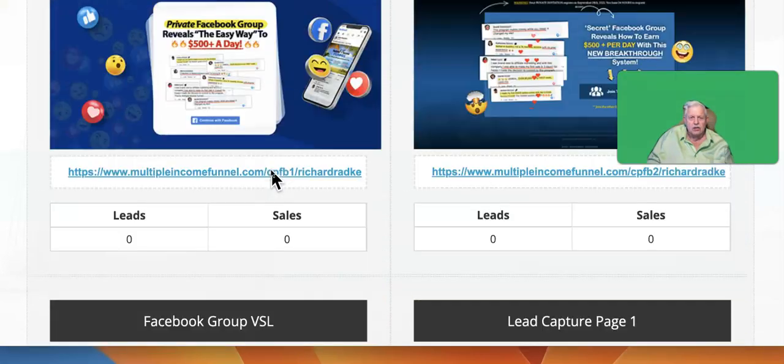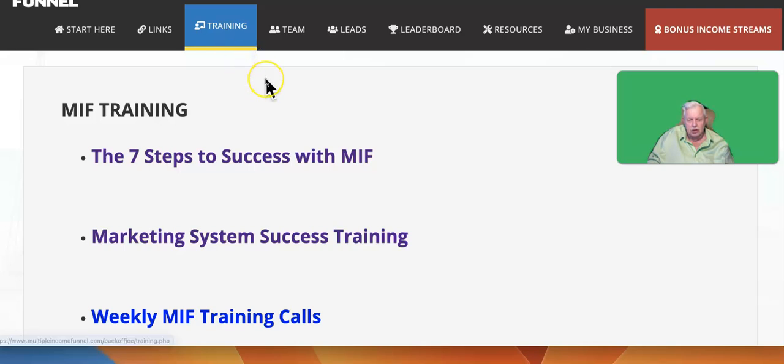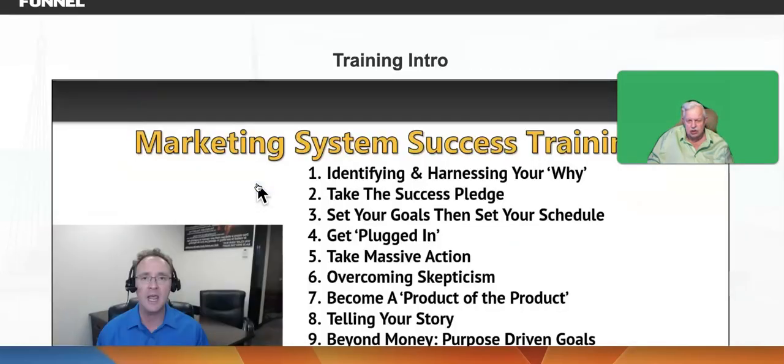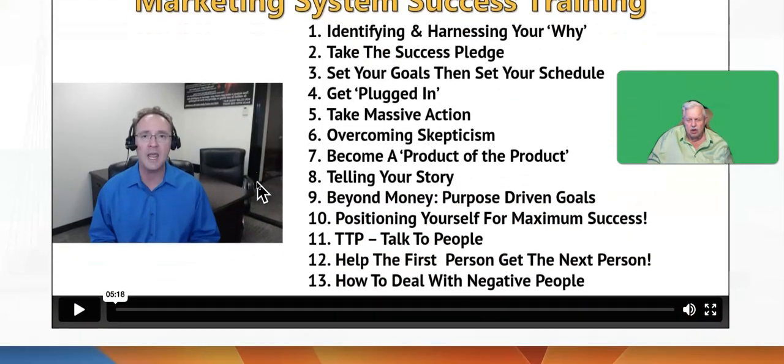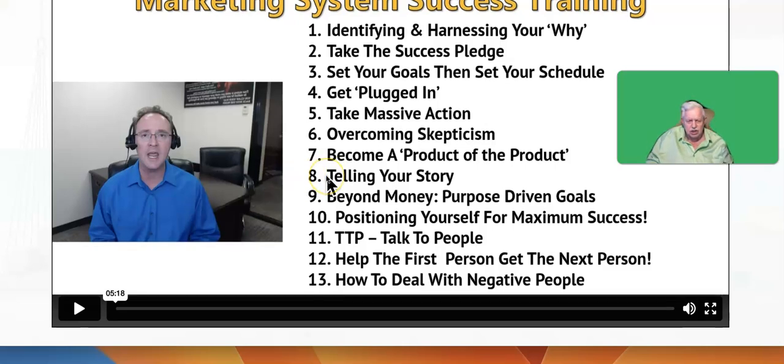Then you go back into the system again, and it shows you all the training that's included with this. First of all, you get weekly training, then you get marketing system success. Now, this is something that's really worthwhile. This really helps you improve your marketing, so be sure to check these all out. You don't have to do them all at once. Do 1 or 2, whatever you got time for, and then come back and do some more. But be sure to check them out.